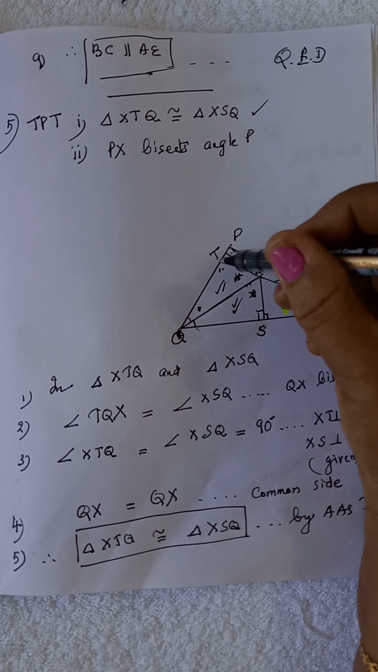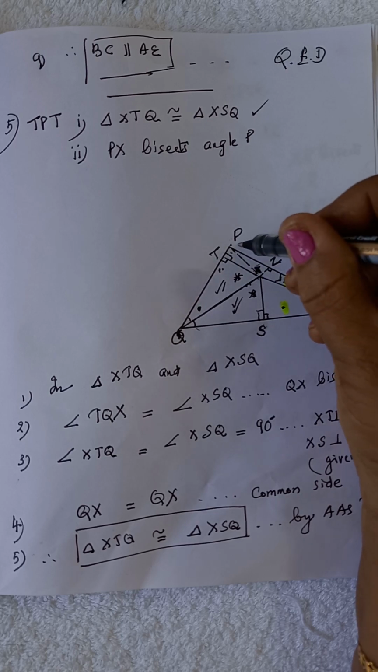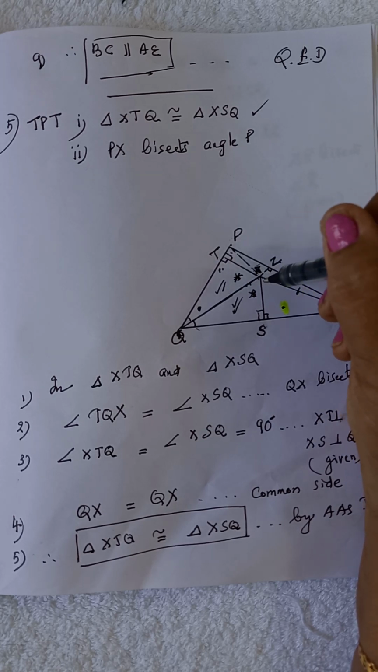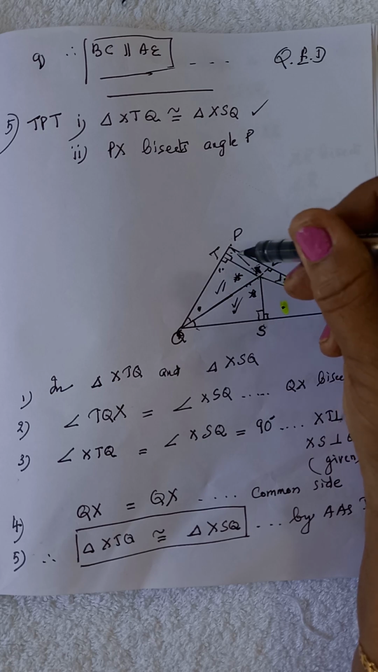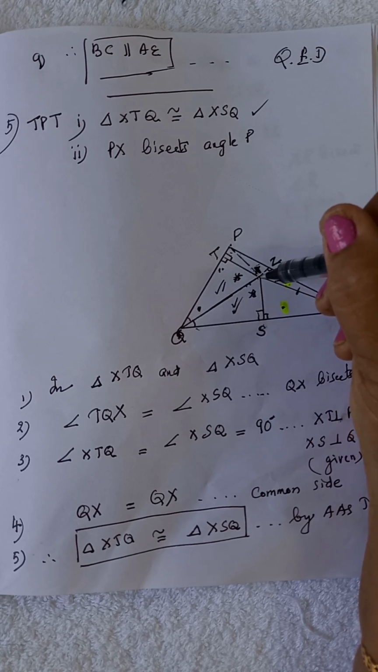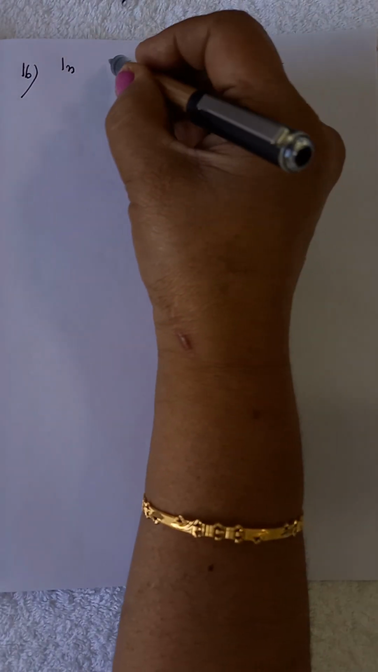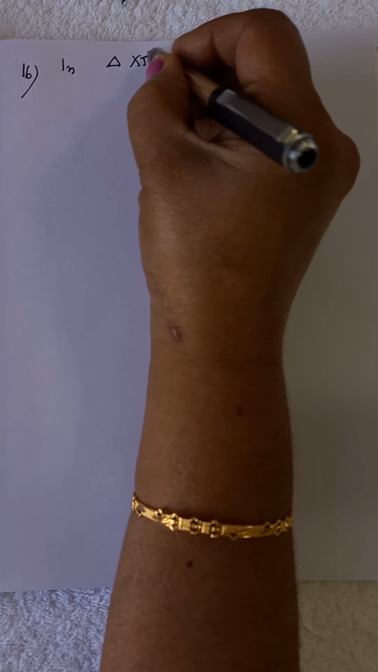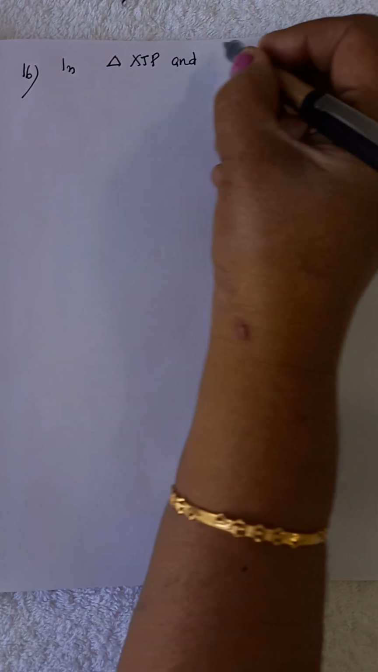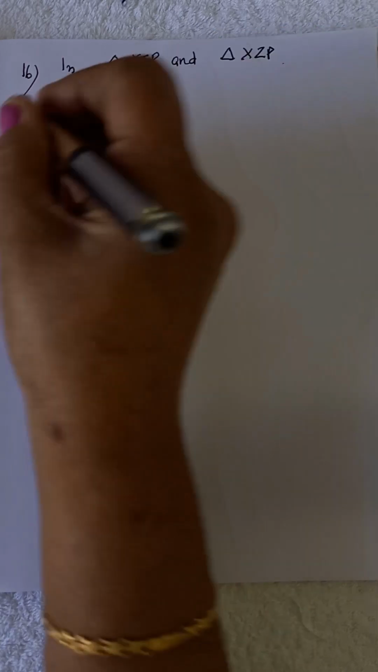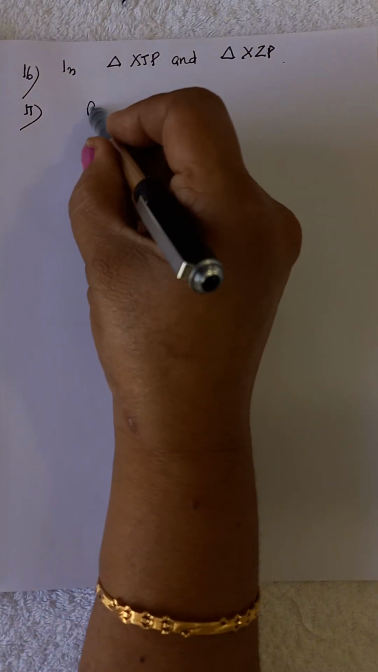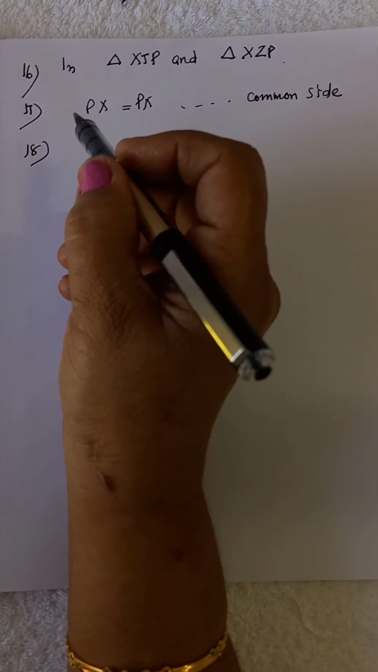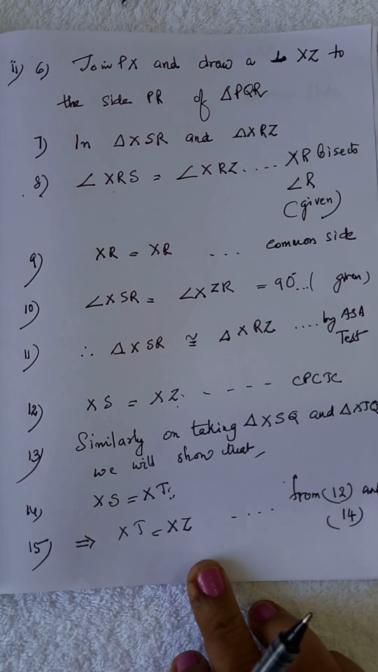XTP and XZP. In these two triangles, PX is equal to PX because it is a common side. Then we can write it. 16th point, in triangle XTP and triangle XZP. 17th point, PX is equal to PX. Reason is common side. 18th point is XT is equal to XZ from 15th point.